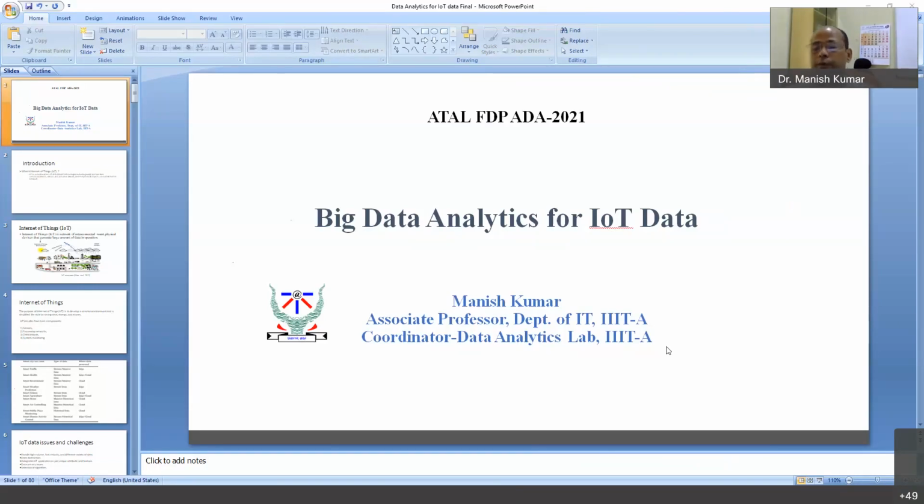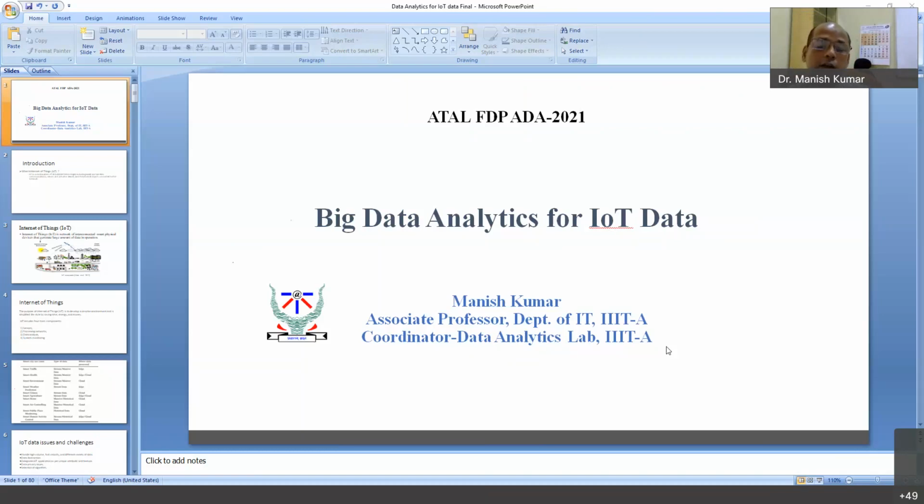So we'll be talking about big data analytics for IoT data, which is Internet of Things. The flow of the discussion would be that I'll first introduce the Internet of Things and the various components responsible for data collection, storage, and analysis. I'll talk about some of the issues and types of data analysis we can perform on IoT data. Then I'll give you an idea about the characteristics of big data.